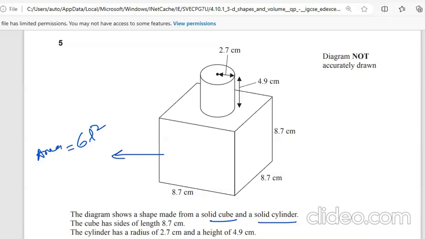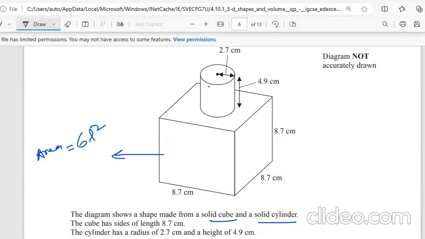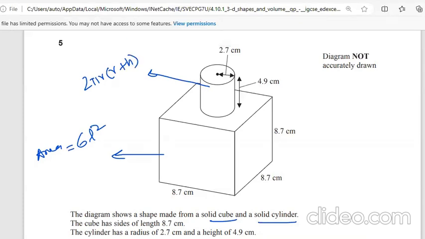And if they ask you what's the surface area of a cylinder, they will say 2 pi r (r plus h). But if you just know the formula, you can't do this question, because you have to know how you got the formula, because there is a trick here. There is some modification here, some manipulation, which you have to consider. So first I will tell you how you get the formula.